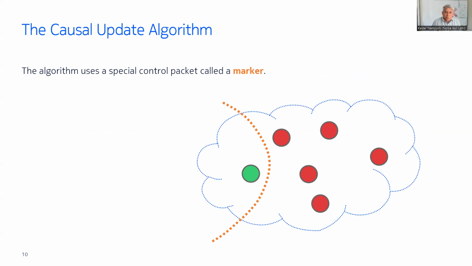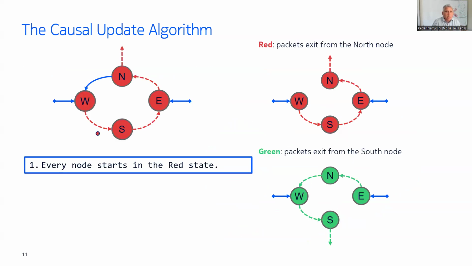So now to our algorithm, which you can see is about causality. So it's called a causal update. It uses a special control packet that's called a marker. And the marker sweeps through the network, updating configurations as it goes. But it also has another important role to play, which is it makes sure that packets from the green side do not cross over to the red side and vice versa. And to make sure of that, we need some rules. So this is what the rules are. And I'm going to show you the rules by just illustrating how they work on the same example.